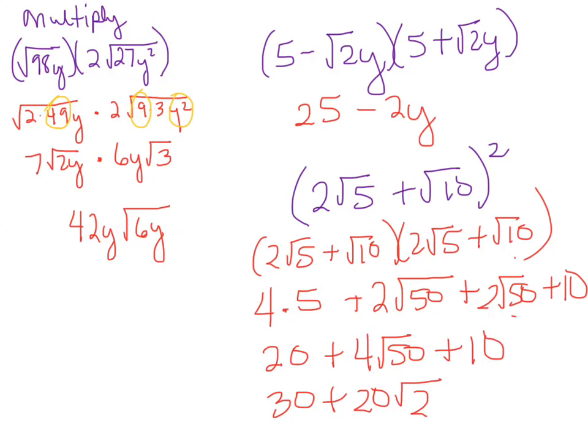And then 4 times the square root of 50, well, the square root of 50 has a 25 as a factor in it. So I'll take the square root of 25, it becomes 5. Pulling it out, there's already 4 out there. So 4 times 5 is 20. And that leaves me with a 2 inside. And then 30 plus 20 radical 2, they aren't like. So that's the final product.